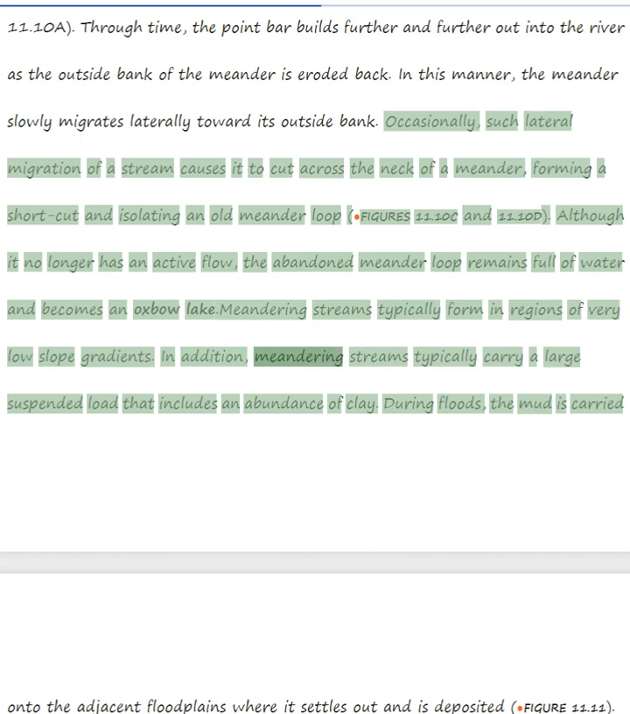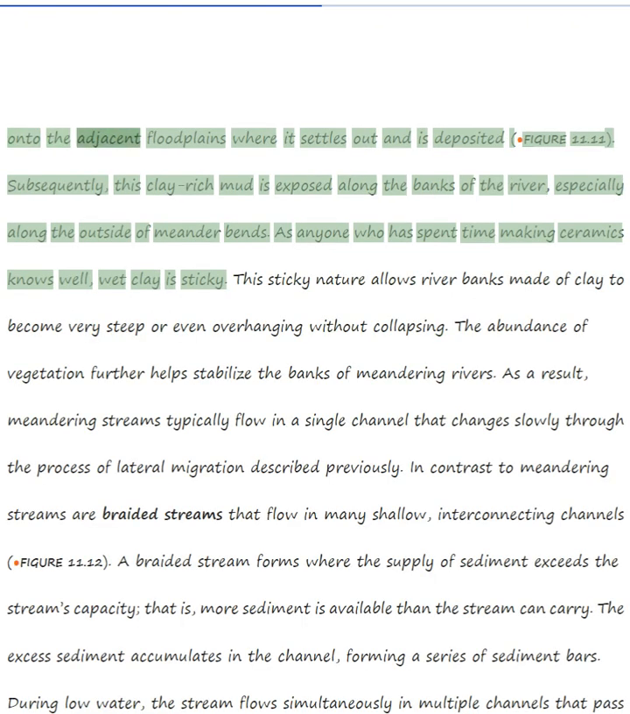In addition, meandering streams typically carry a large suspended load that includes an abundance of clay. During floods, the mud is carried onto the adjacent floodplains where it settles out and is deposited. Subsequently, this clay-rich mud is exposed along the banks of the river, especially along the outside of meander bends. As anyone who has spent time making ceramics knows well, wet clay is sticky.